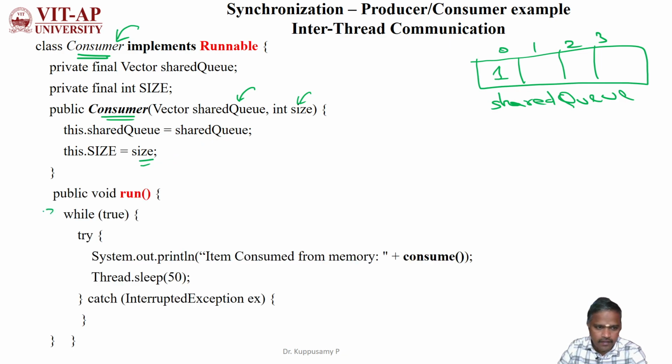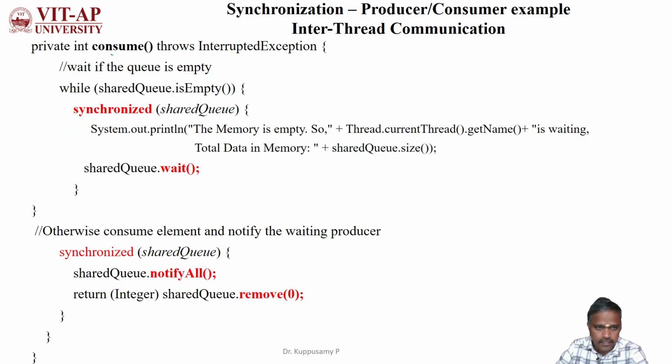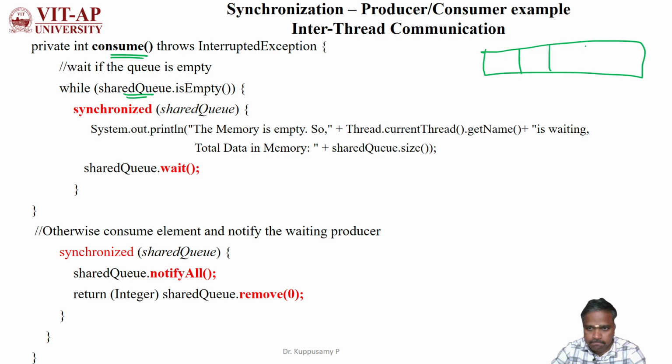Okay, after that the action portion is defined. This is the consuming action, that means removing the data from the buffer. Now the item is consumed from the memory; look at that, we are consuming the data by calling the consume method. As of now the shared queue has only one data. Is the queue empty? No, it is not empty.